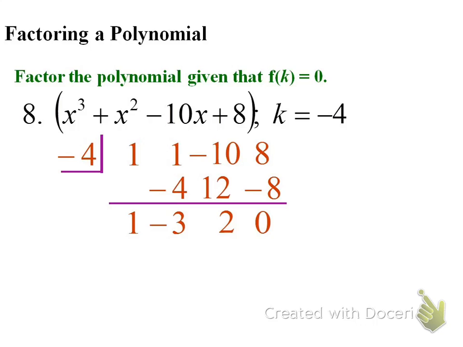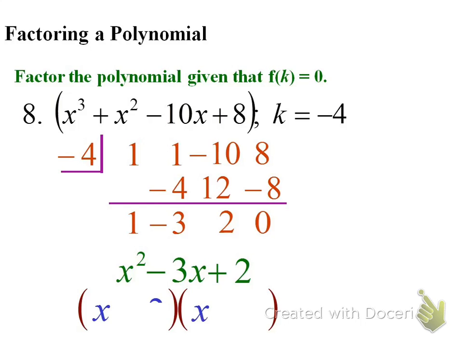All right, so the 1, the -3, and the 2 turns into this trinomial, x squared minus 3x plus 2. And then you can go ahead and see if that factors any further. Does it? Yeah, we can do -2, -1. And then what's the last factor we need to remember? X plus 4, yes.